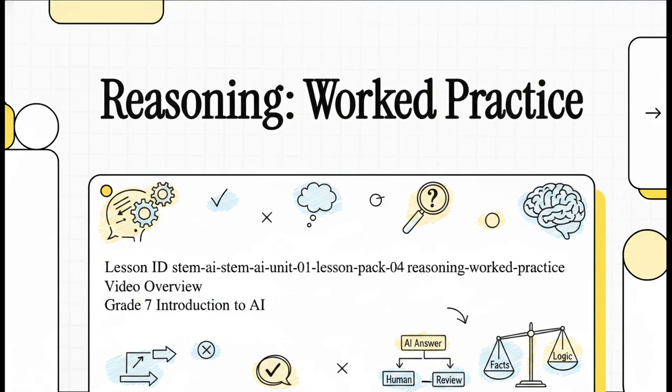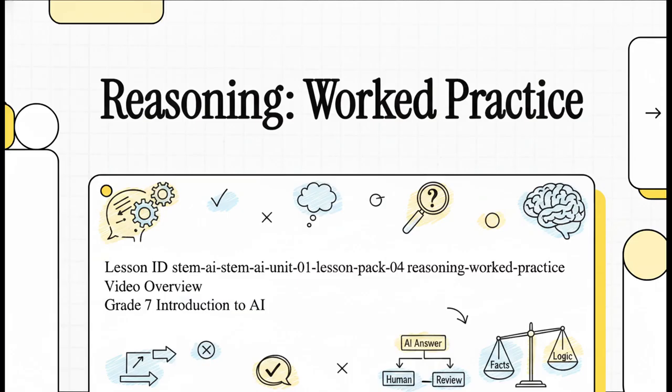Welcome to today's Explainer. We're diving right into Lesson ID STEMmed STEM AI Unit 01 Lesson Pack 04 Reasoning Worked Practice Video Overview. Or, for short, our exact title today is Reasoning Worked Practice Video Overview. This is geared specifically for Grade 7 Introduction to AI. And honestly, I'm super excited about this one.